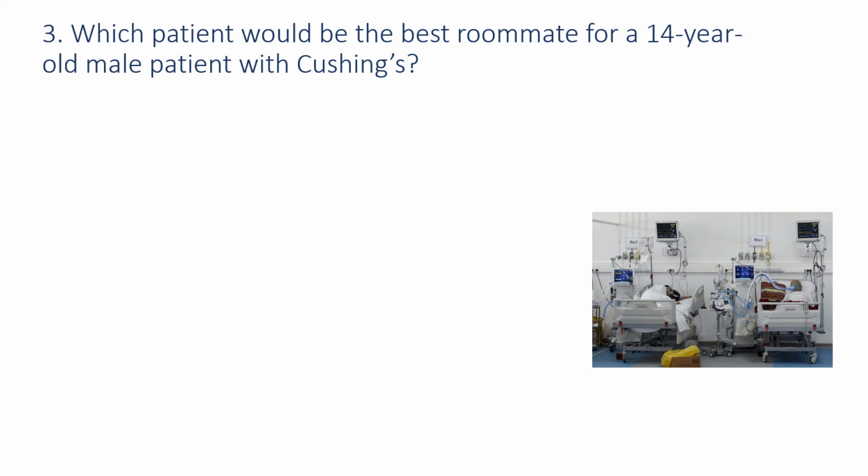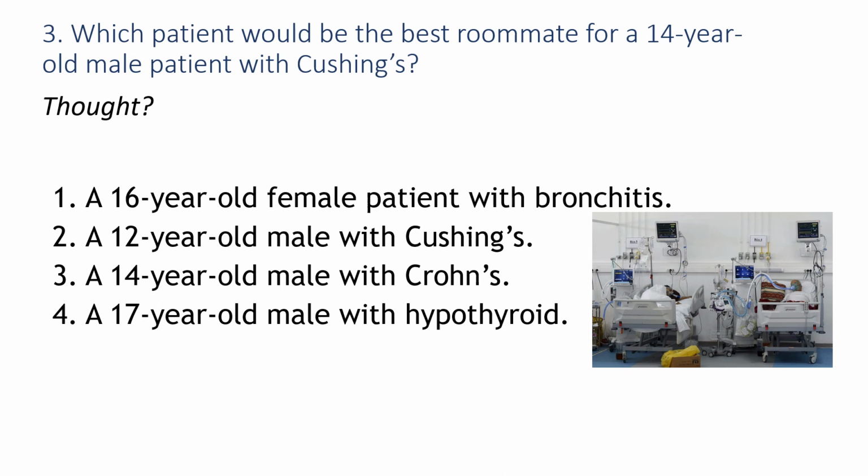Number 3, which patient would be the best roommate for a 14-year-old male patient with Cushing's? So now we're talking about roommates. Is it number 1, a 16-year-old female patient with bronchitis? Number 2, a 12-year-old male with Cushing's? Number 3, a 14-year-old male with Crohn's? Or number 4, a 17-year-old male with hypothyroid?